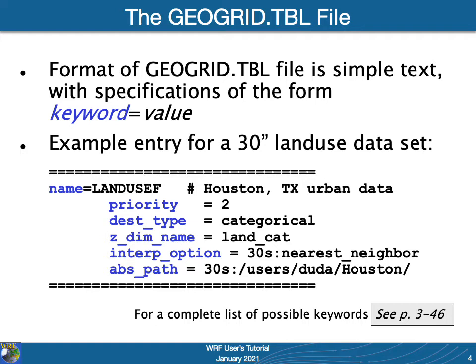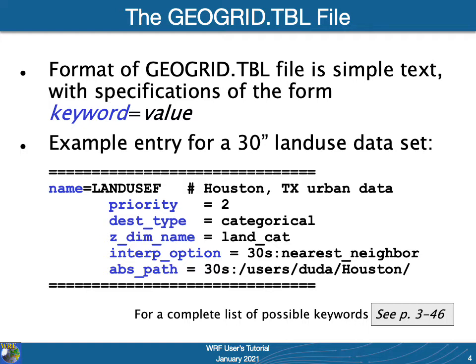So the name keyword gives the name of the field that will be produced by the geogrid program, and that's the field that's described in this entry. The priority keyword allows you to prioritize among different sources of data for the same field. In the typical case, we just have a single source of data for a field, in which case the priority is always set to 1. Dest type or destination type tells the geogrid program whether the field to be interpolated is a continuous field that can take on any real value or a categorical field that can only take on integer values.